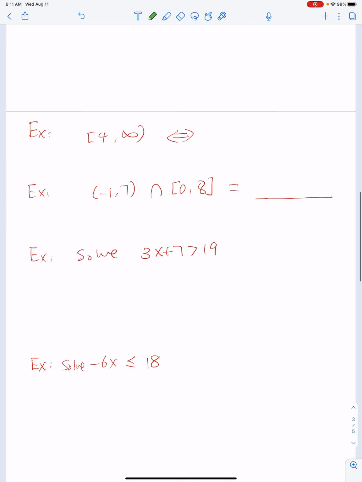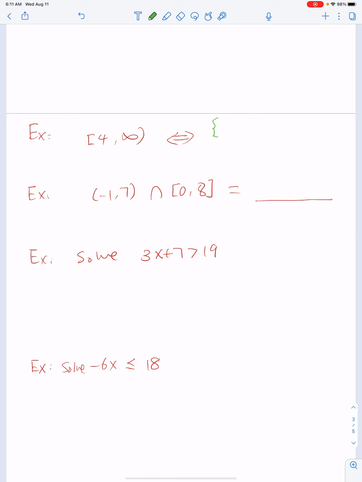So let's look at some examples for infinity. What will be the set builder notation? Set builder, you always have the bracket, you have x, vertical line. What does this mean? Infinity means forever, yeah? So x bigger than 4. Because it's a bracket, you always have the equal sign. With me? Good.